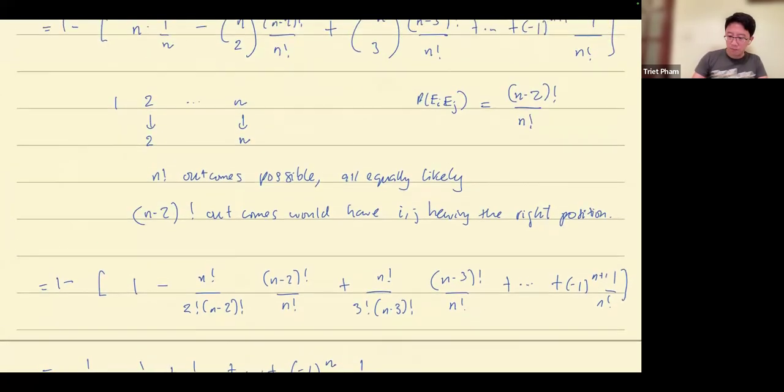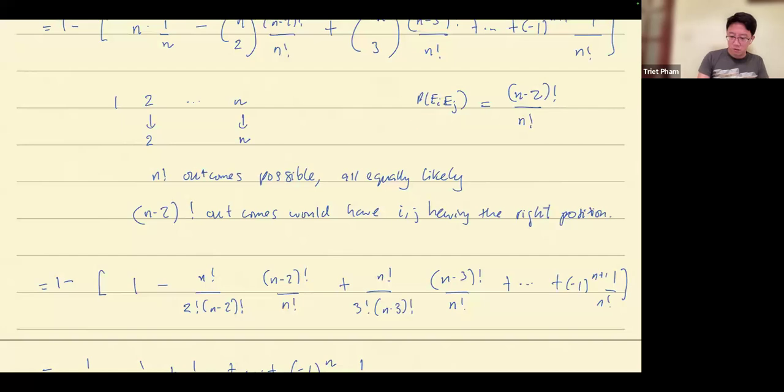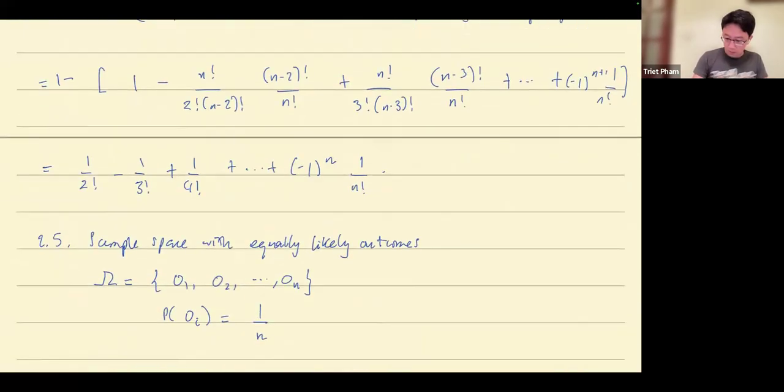We used it here. In the hat problem, there are n factorial outcomes possible, an outcome being a particular way for the men to get their hats. And then the number of outcomes so that 2 persons get the right hat will be n minus 2 factorial. So the probability of that happening is this divided by the total number of outcomes, and so forth. All right, any question?